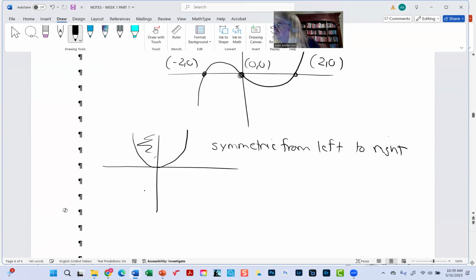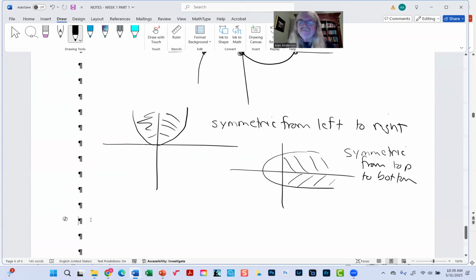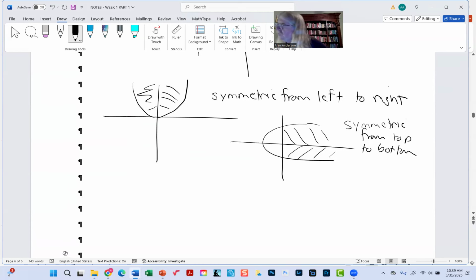Meaning that what's going on over here is the same thing as what's happening over here. This would be symmetric from top to bottom. But there's another way that a function could be symmetrical. The y equals x cubed is a perfect example of this.